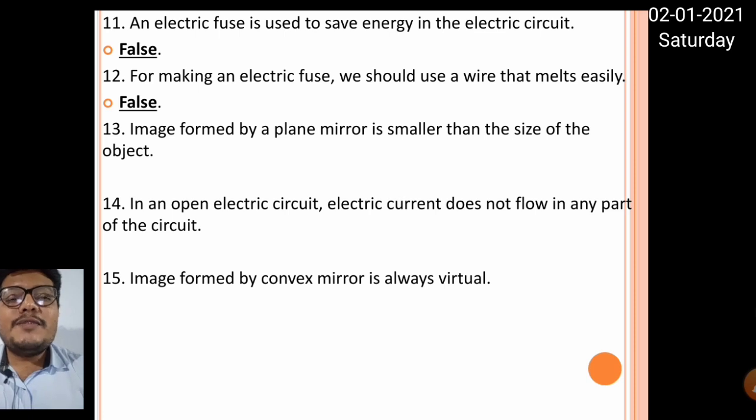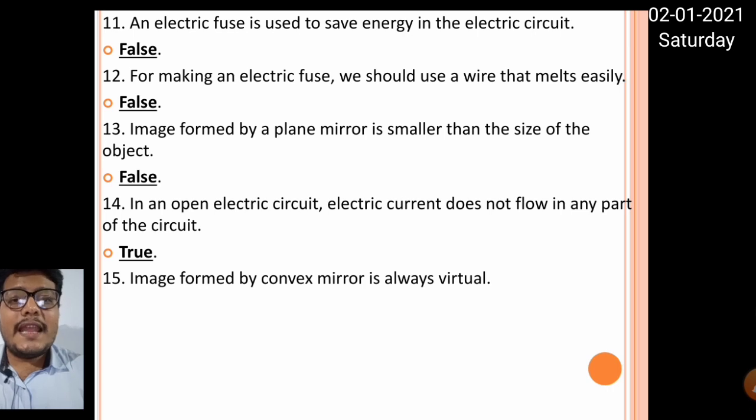Number 13, image formed by the plane mirror is smaller than the size of the object. No, right? We are regularly observing ourselves in plane mirrors. The image is not small, it is the same size. So the statement is false. See number 14, in an open electric circuit, electric current does not flow in any part of the circuit. Open means the switch is off. So yes, it is correct, right? So it is true.